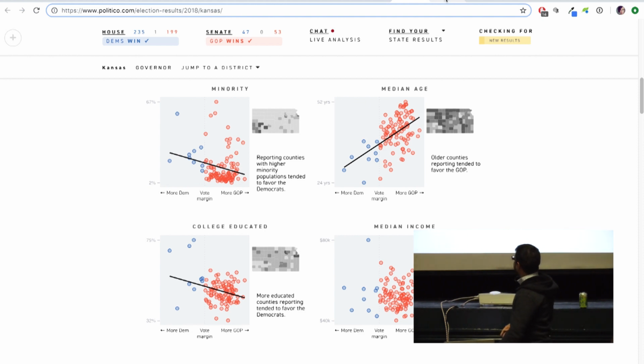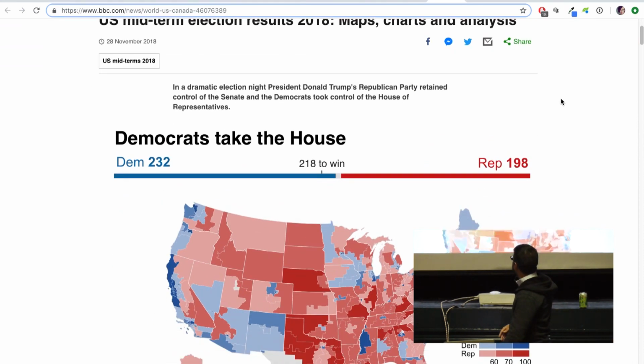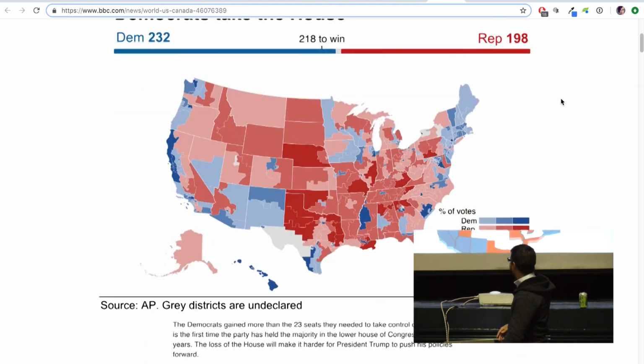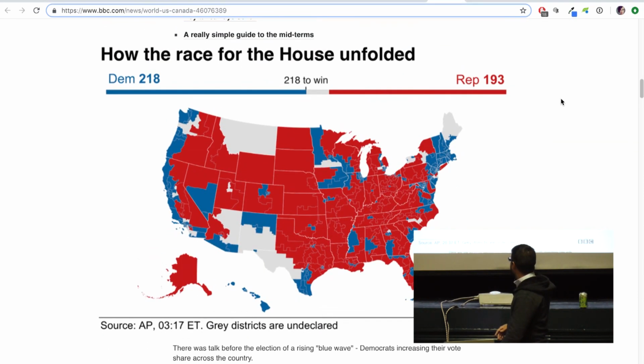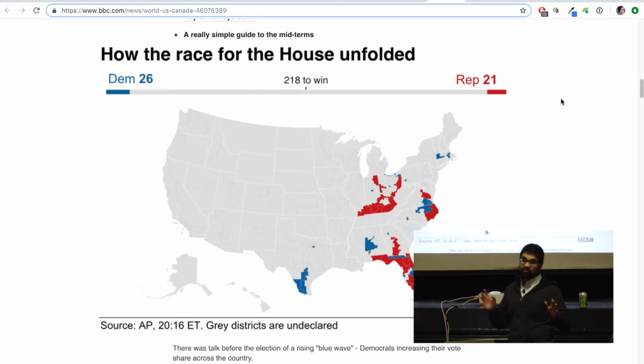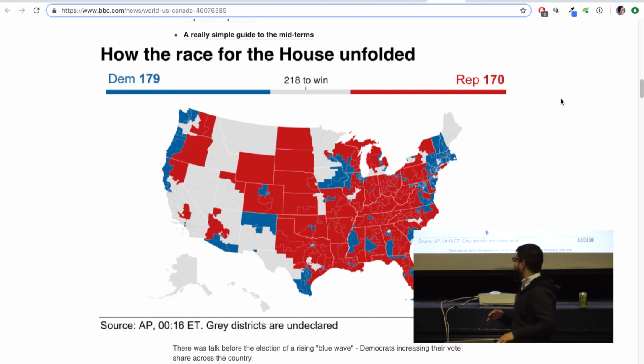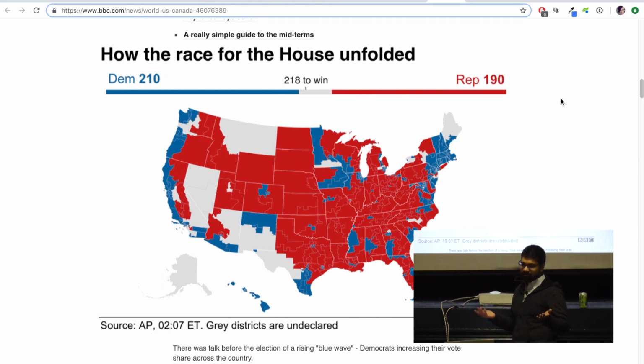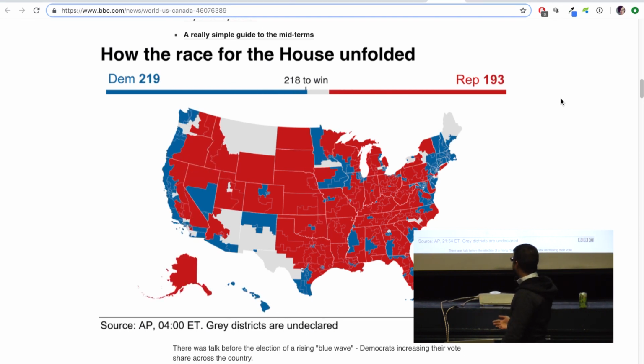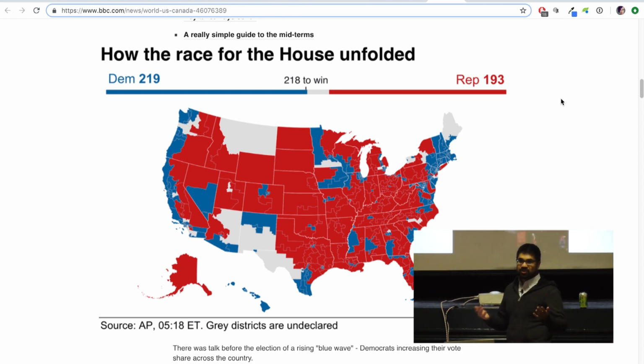The BBC did the basic stuff that everyone else did nationally, but also did this really cool map of how the night unfolded. People really love how the night unfolded, even though in the grand scheme of things, it does not matter, because they're actually still counting votes everywhere. It's like a sporting event and you want to see it real time.